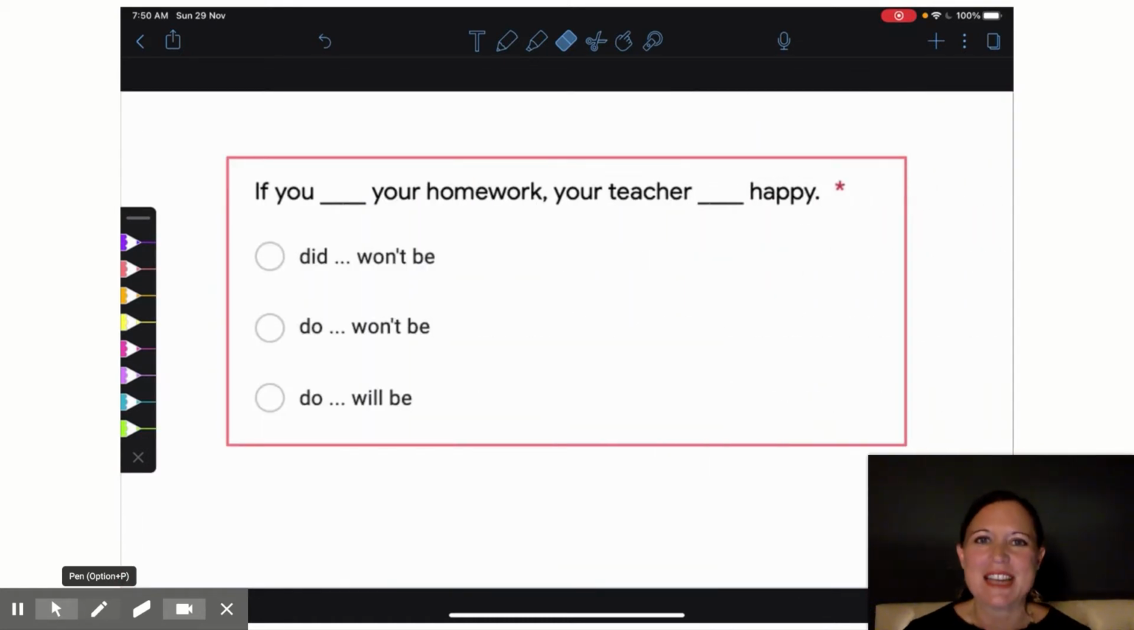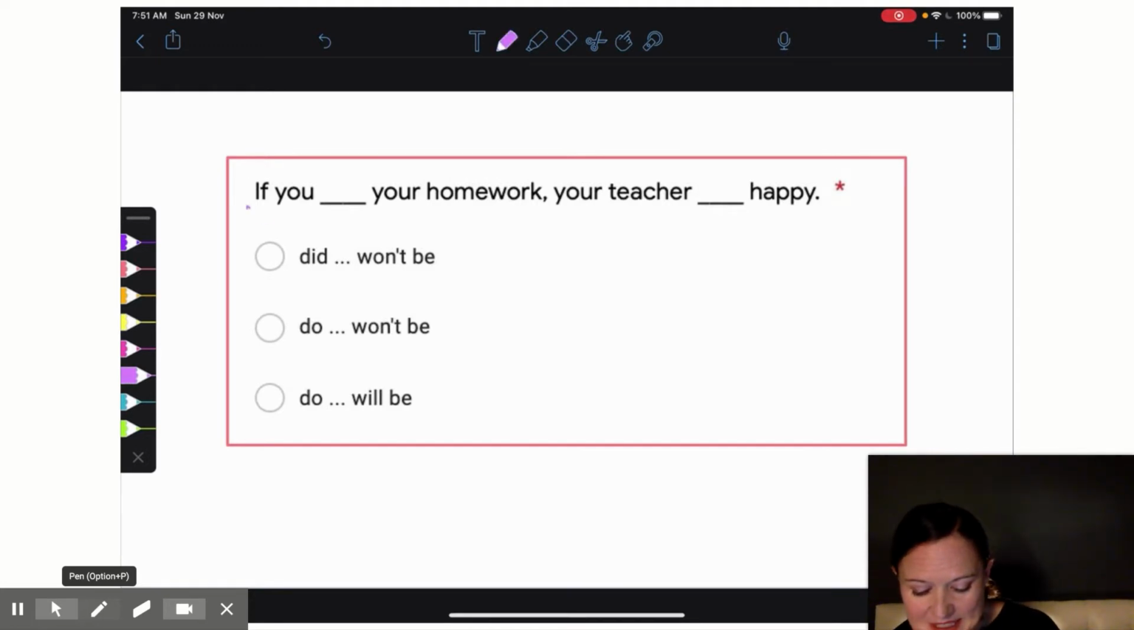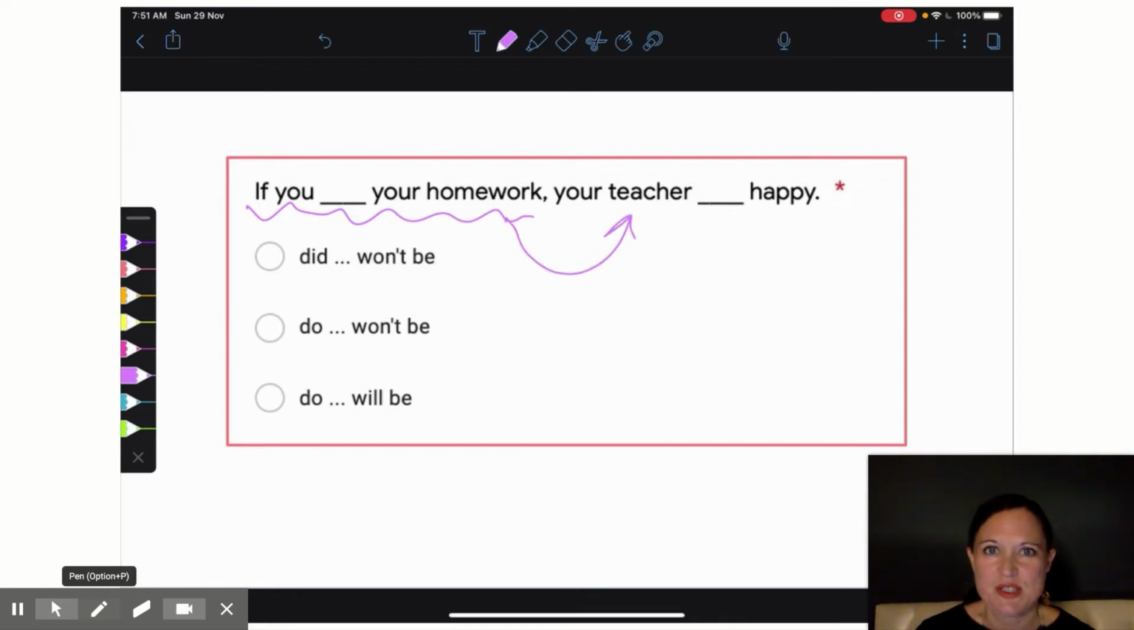So our first exercise asks us to fill in the blank in this if sentence with the correct verb forms. So let's look at it. If you (blank) your homework, your teacher (blank) happy. So this sentence is an example of the result of an action. If you complete this action, this will be the result. So now let's look at our answer choices and see which one fits in this meaning.